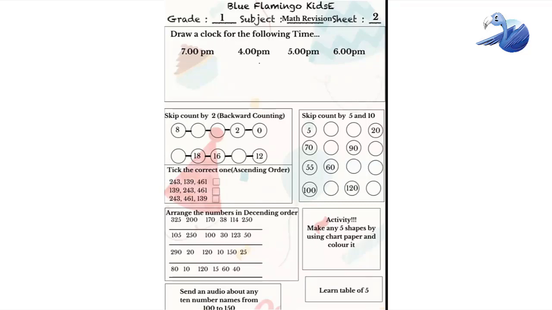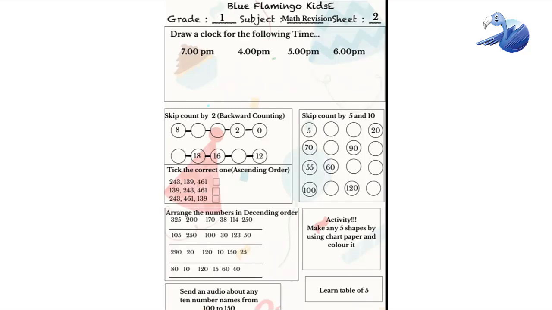Next is pick the correct ones in ascending order. So first, what is ascending order? Small to big. In ascending order, we write down counting in small to big order. So take the correct ones in ascending order. First is 243. Don't touch the sheet.